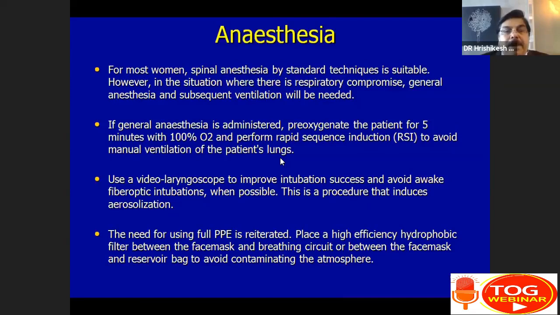And if you at all have to give GA, you must pre-oxygenate the patient for 5 minutes with 100% oxygen and perform rapid sequence induction to avoid manual ventilation of the patient's lung. If possible, a video laryngoscope should be used for intubation to reduce the chances of infection. And there should be PPE. There's no doubt that there should be a high efficiency hydrophobic filter between the face mask and the breathing circuit, or between the face mask and the reservoir bag, to avoid contamination of the atmosphere.